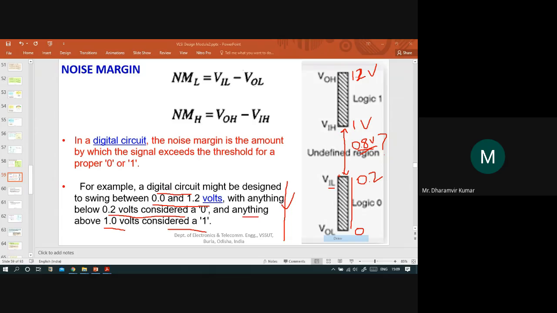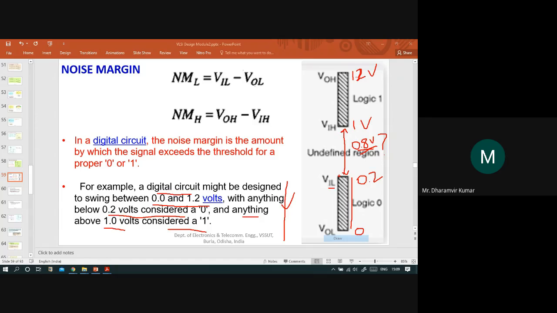Okay, and this region is also important. This gap is also important, so that we can increase or decrease the noise margin values, the noise margin band. And there is a significance for each of these three bands.